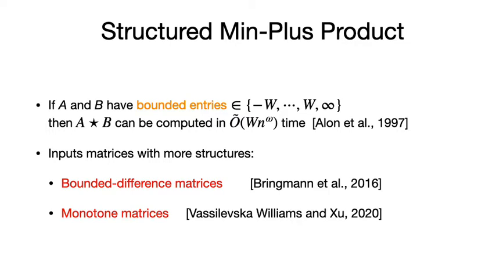There are examples where matrices have more structures. In 2016, Bremen et al. studied fast algorithms for the so-called bounded difference matrices. In 2020, Vasilevska-Williams and Xu studied monotone matrices. Let's introduce these two notions next.